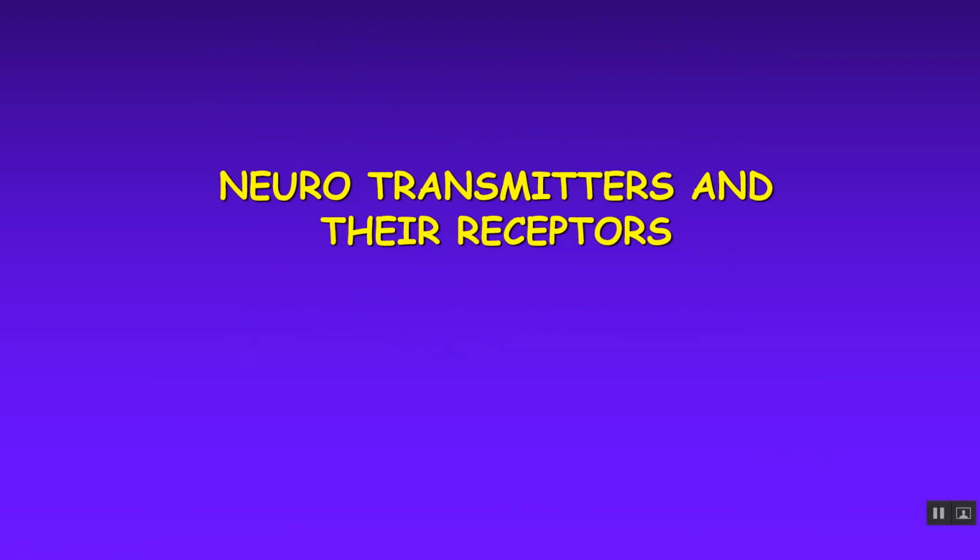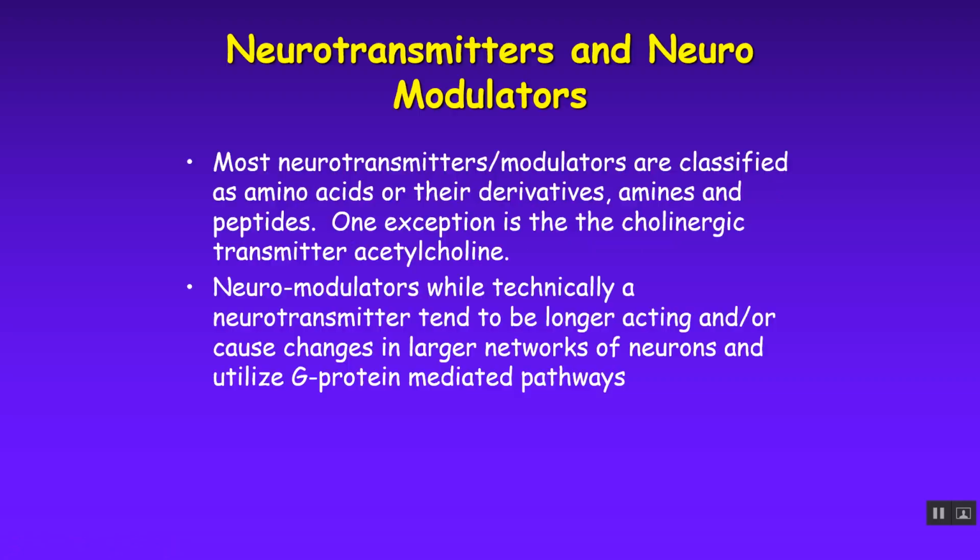So neurotransmitters and also their receptors. Get into a little more specifics here. This bigger diagram on this page is kind of where we're at with talking about most of these, not all of them, but most of them. So neurotransmitters and neuromodulators. Most neurotransmitters / modulators are classified as either amino acids or their derivatives, amines and peptides. One exception is acetylcholine. It's a cholinergic neurotransmitter. Neuromodulators, while technically a neurotransmitter, tend to be longer acting and or cause changes in larger networks of neurons, and they utilize a G protein mediated pathway to cause their effects. Okay?